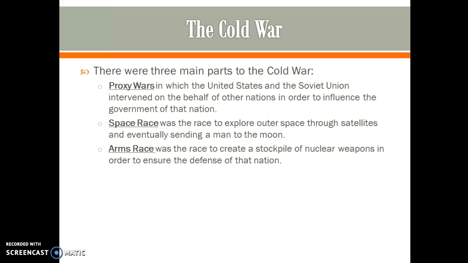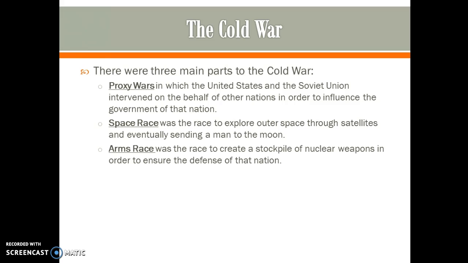There are three main parts that you need to know about the Cold War. 1. The Cold War included proxy wars in which the United States and the Soviet Union intervened on the behalf of other nations in order to influence the government of that nation. The United States was a democratic nation, while the Soviet Union had a communist government. These two ideas, communism and democracy, are going to be at odds with one another throughout the Cold War.